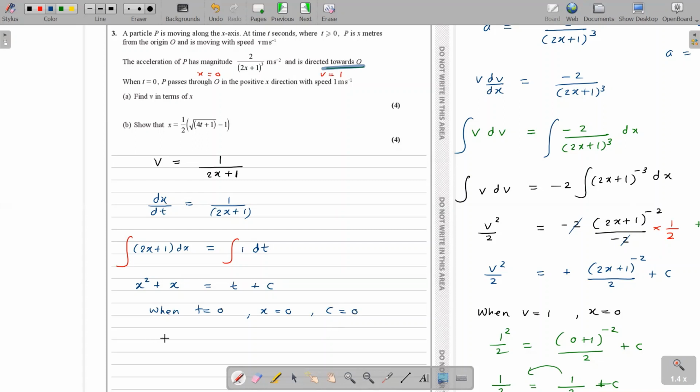Can you see? So I will directly write the equation x squared plus x equals t. Now, you have to get the show that. In the show that, what have they done? They have made x the subject. So let's make x the subject.